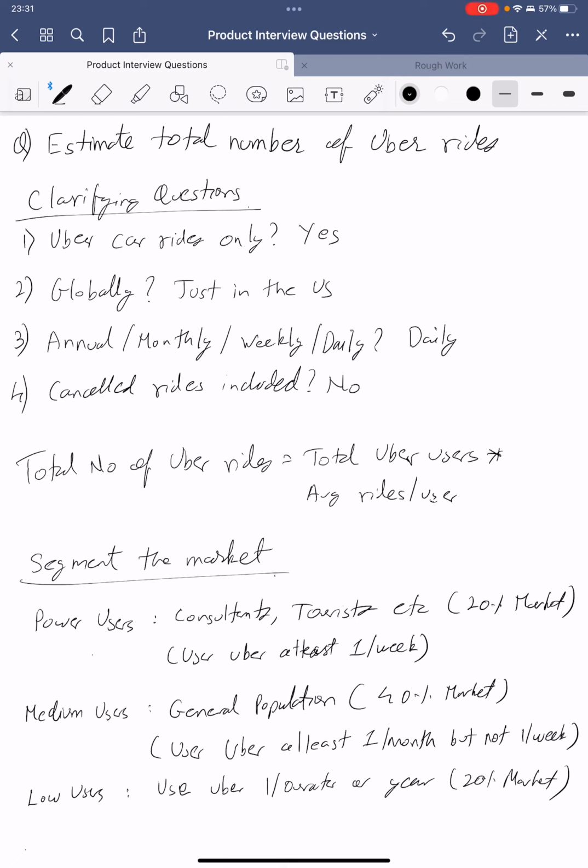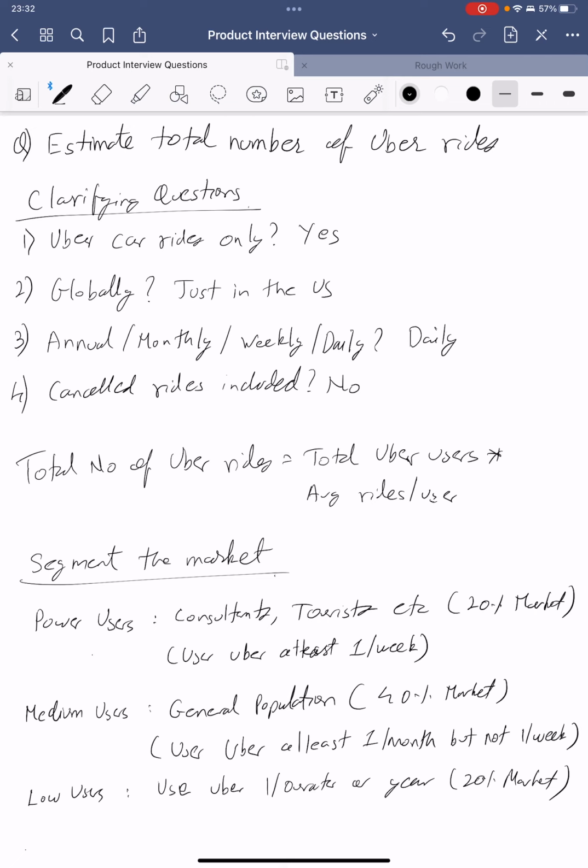So generally for any estimation question, I like to start with some clarifying questions. Some clarifying questions here would be, what kind of rides are we seeing? Is it just car rides? Because Uber has expanded into helicopter rides and ferry rides and various other rides. So do we want to include all those rides or just car rides? I expect the interviewer to say just car rides.